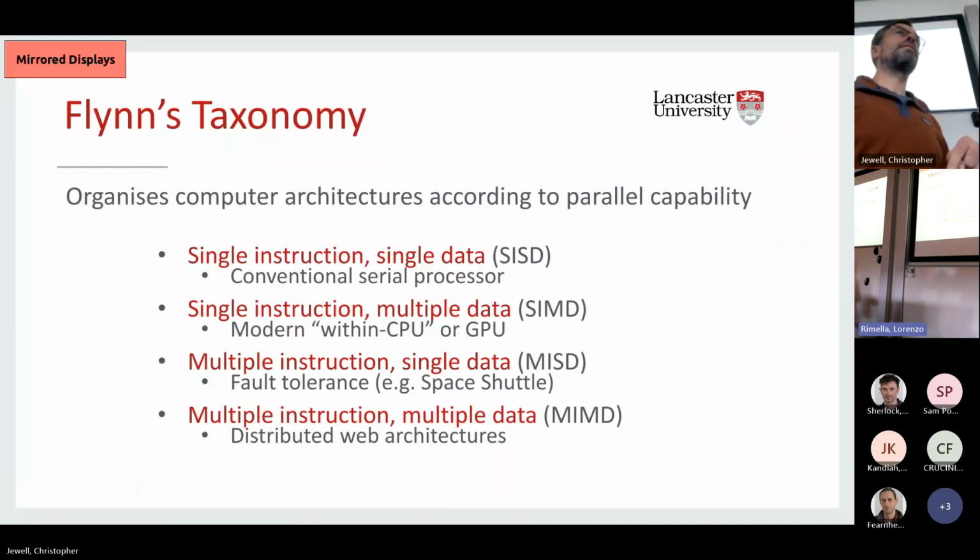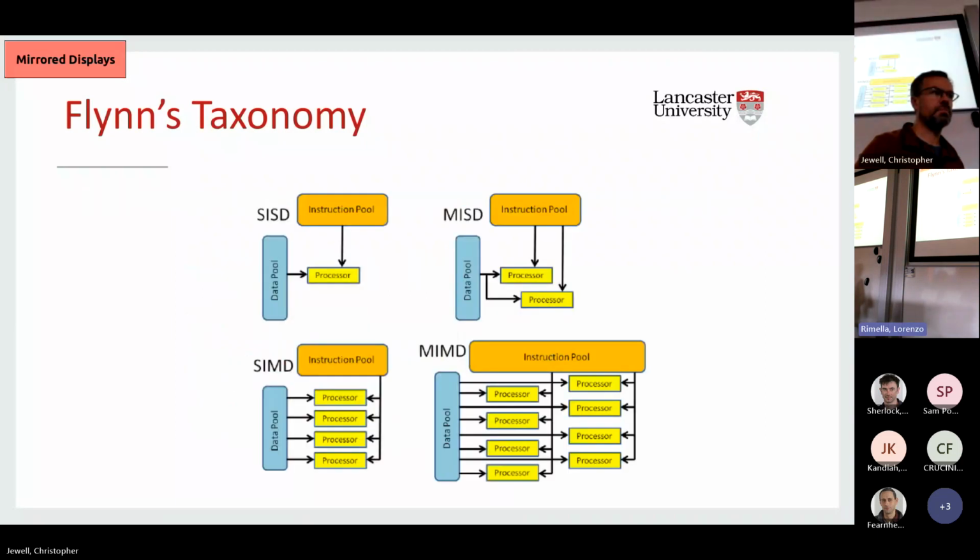Correct me if anybody. Okay, fine. Right. So we're basically going to focus mostly on this SIMD style of compute, or SIMD architecture.